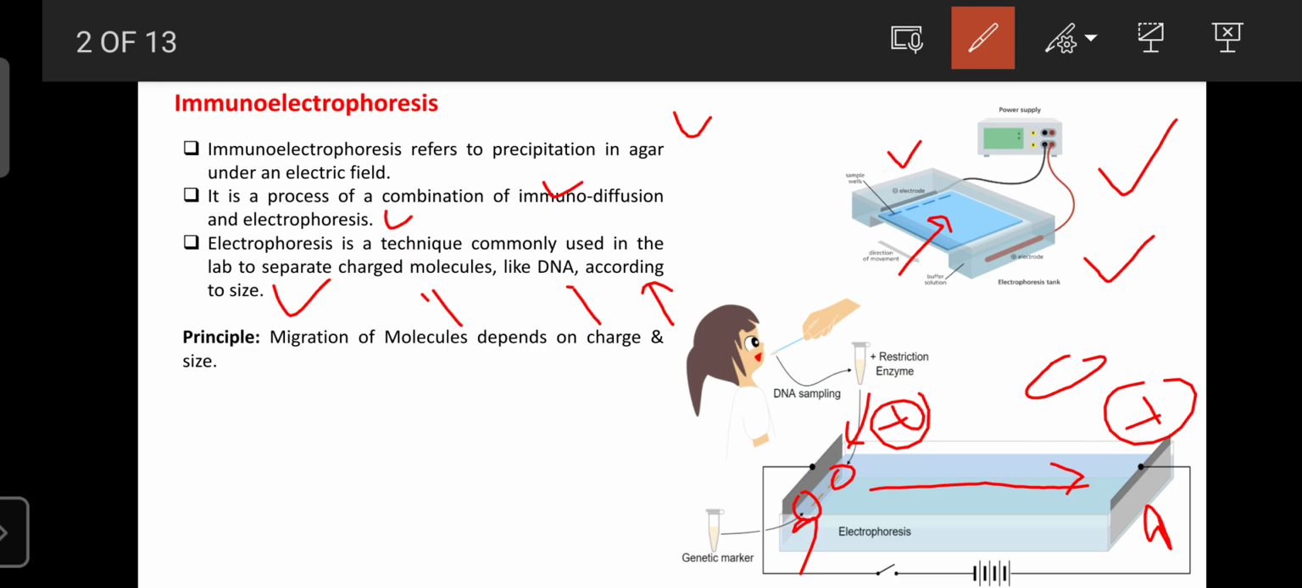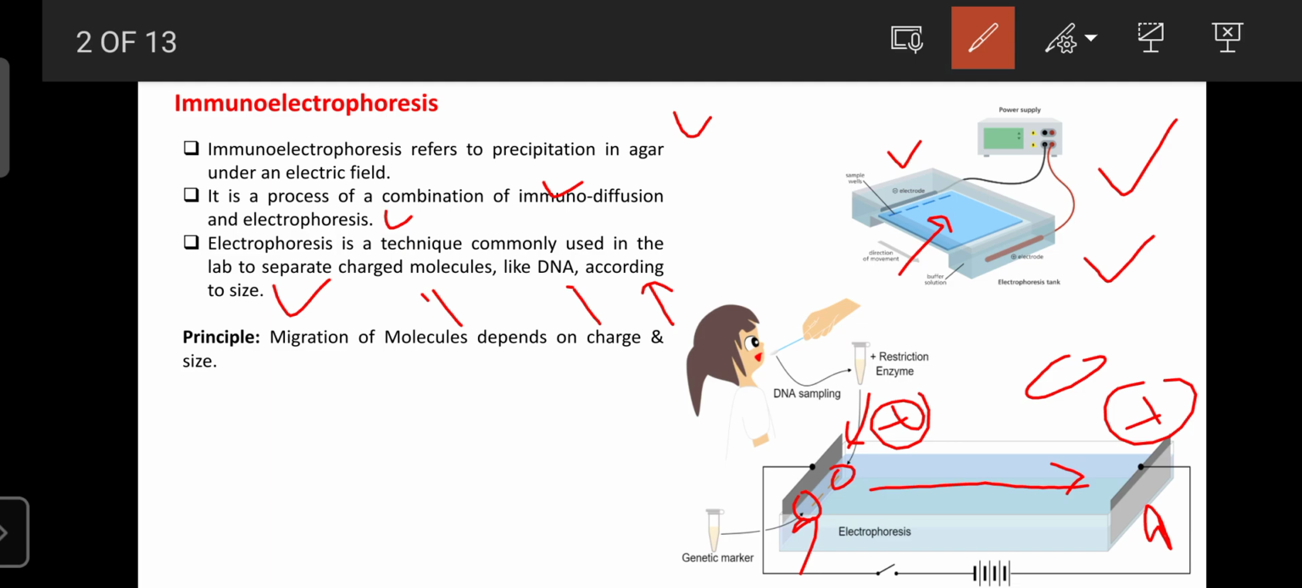So smaller molecules can travel a larger distance, and larger molecules travel a smaller distance towards the anode. So these molecules are first separated, then targeted and identified with the help of suitable antibodies by initiating the antigen-antibody reaction, so that the complex can be monitored with suitable techniques.